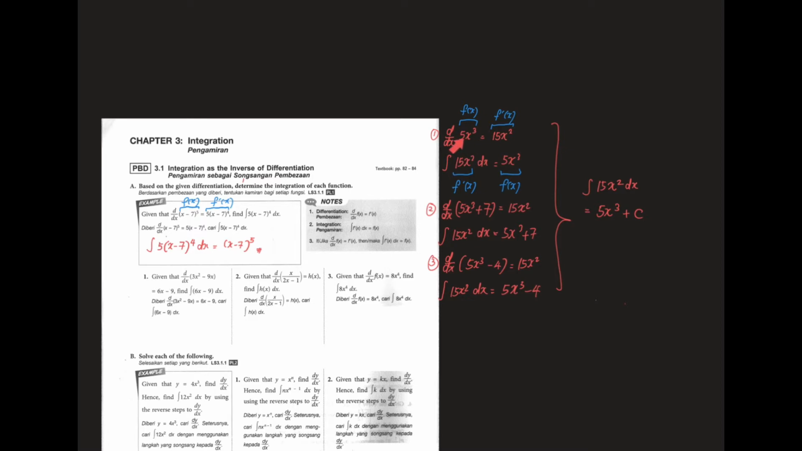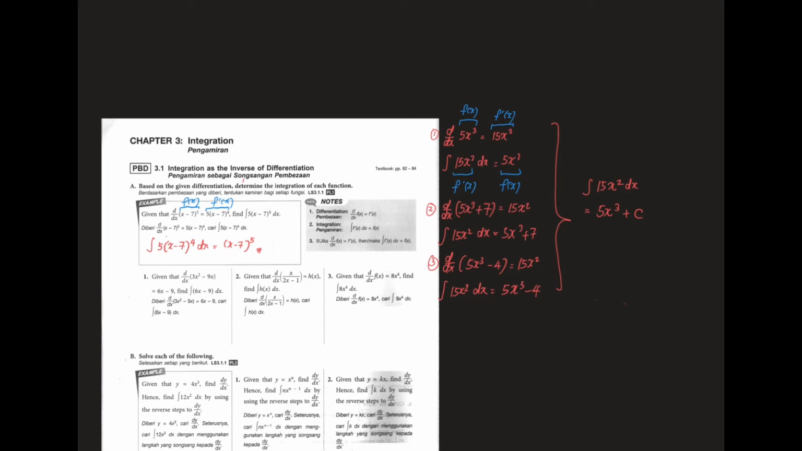The idea is like this: if you have f(x) given, then you put f(x). Okay, but if you don't know your f(x), let's say for example, f(x) is not given, then you just put this plus c. So when f(x) is not given, you put plus c. When f(x) is given, you don't put plus c, just put your f(x). Okay, so we will see more examples.